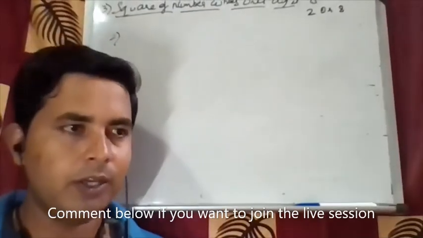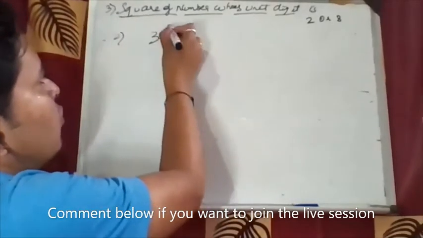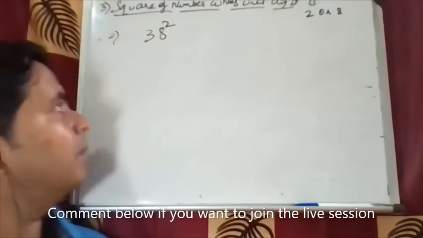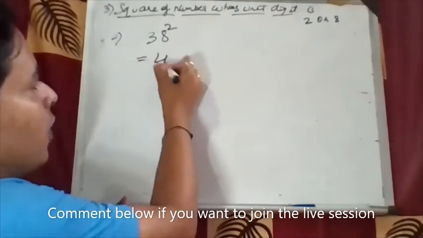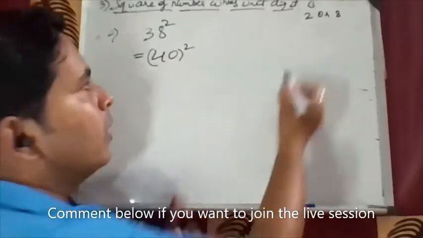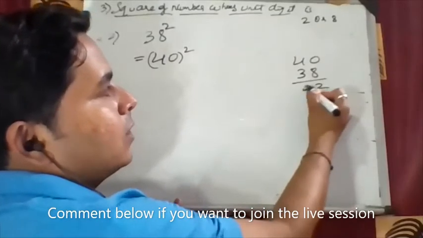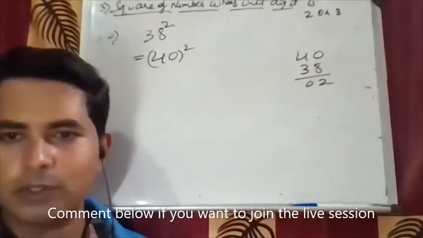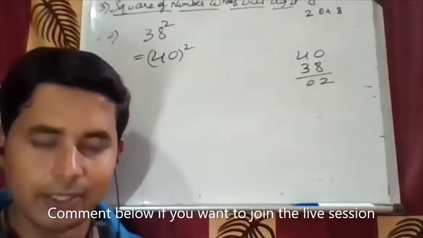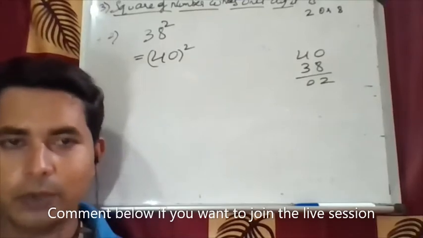Let's take the unit digit 8 example, 38 square. So what is the base number here? 40. Okay, the base number is 40. So if you do 40 minus 38, what will be the difference? 2 only. So here also you'll get a difference of 2, but here you are not adding, you are subtracting.